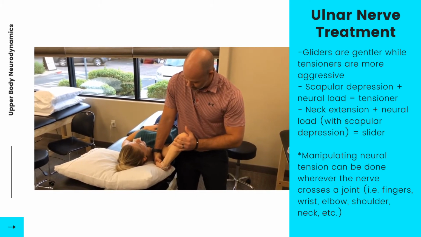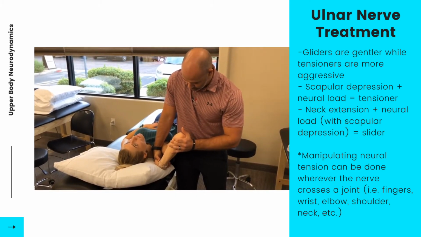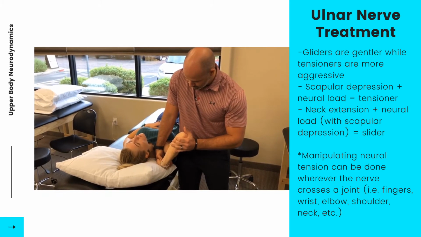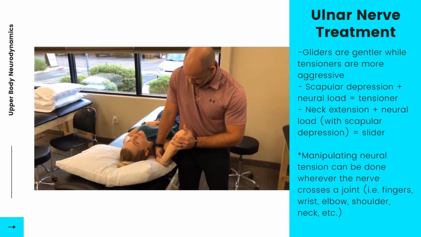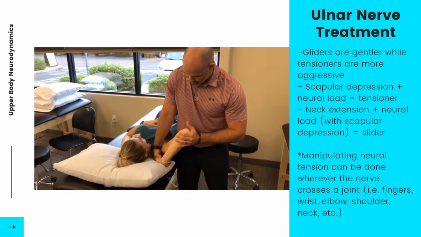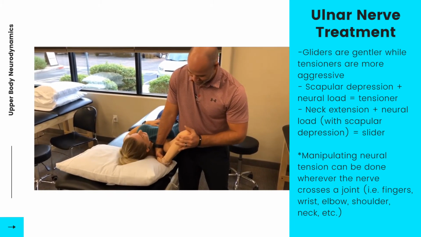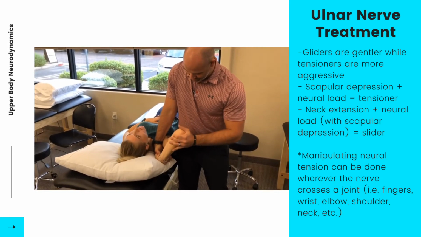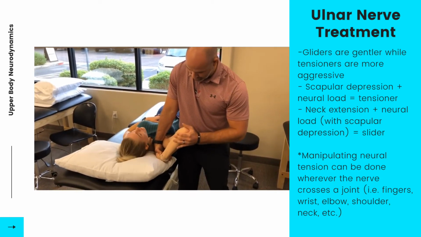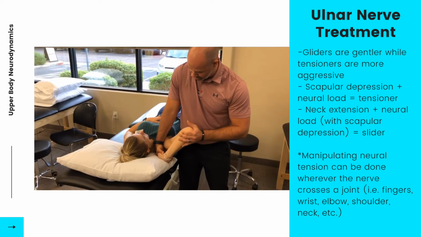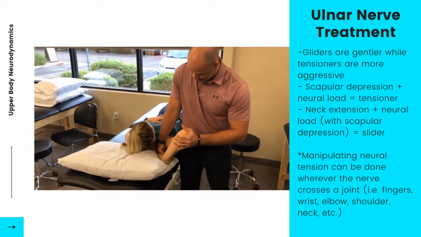Now, if I wanted to have this patient glide the nerve, when I selectively tension by depressing the scapula, the patient might decide to extend their neck, or you might ask the patient to extend their neck. To increase tension, you could depress the scapula and add cervical flexion. So in this case right here, we have a slider taking place, and by having her flex her neck with my addition of scapular depression, this would be a tensioner.